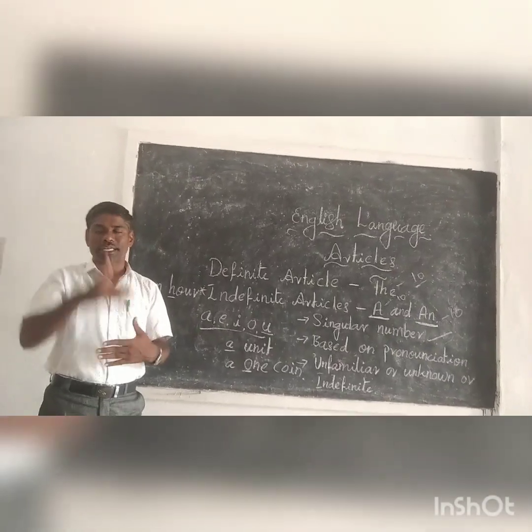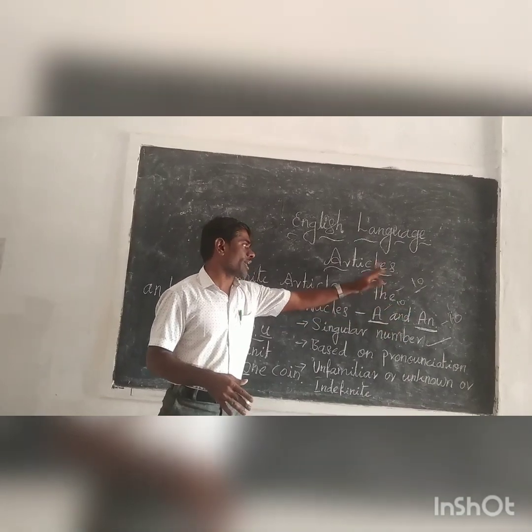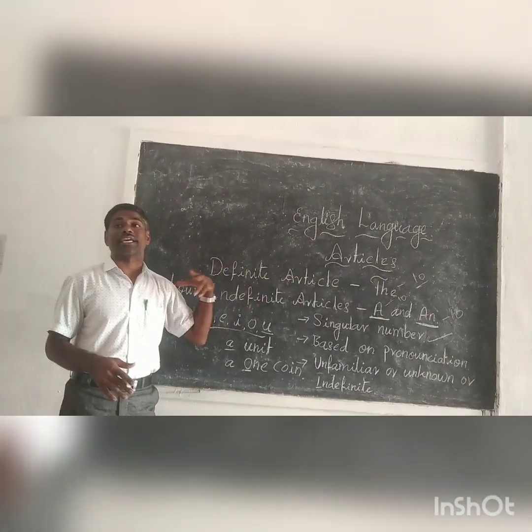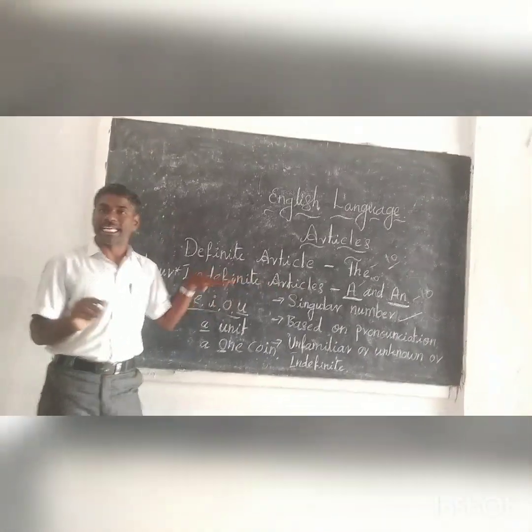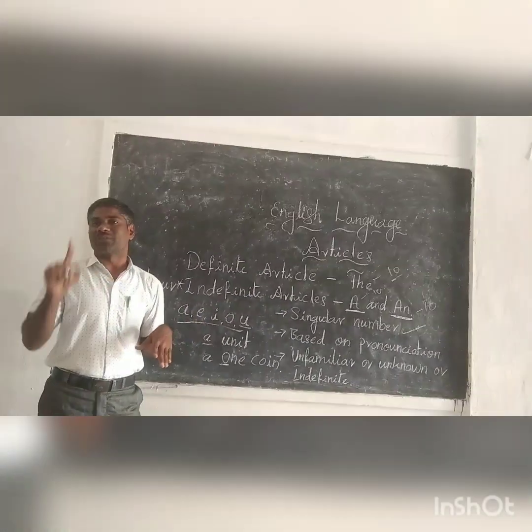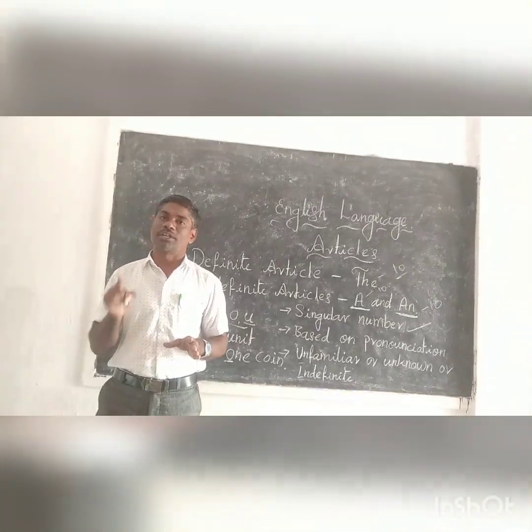If you are particular, you do not use a or an. You can use the definite article there. But here I am focused on the indefinite. So the word itself says that it is not a definite person, place or even thing.